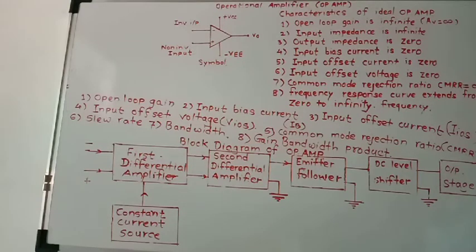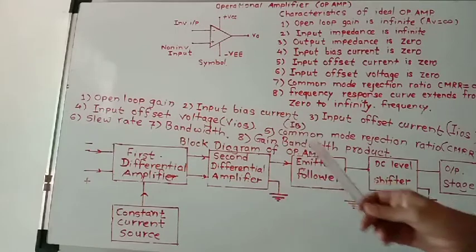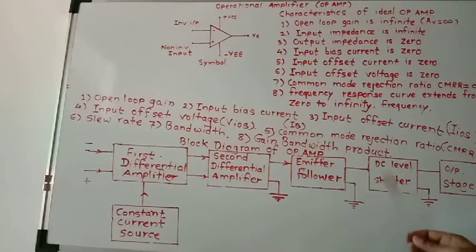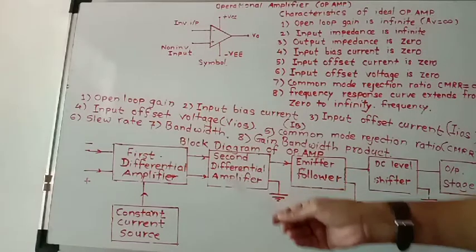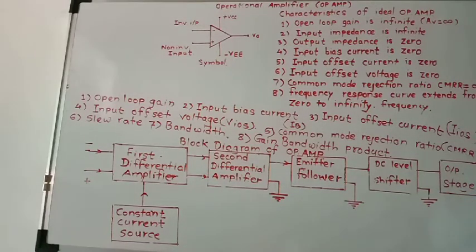So the second differential amplifier, emitter follower and DC level shifter are the intermediate stages of the op amp. This is called the intermediate stage of the op-amp. And the last stage is the output stage.